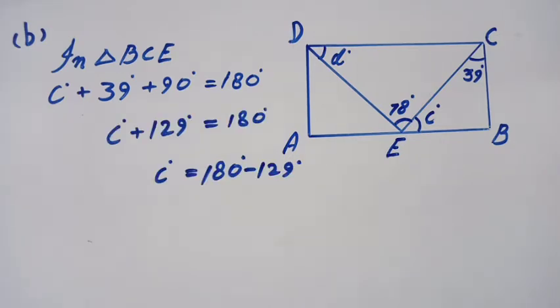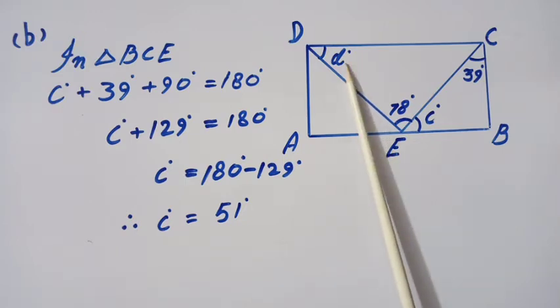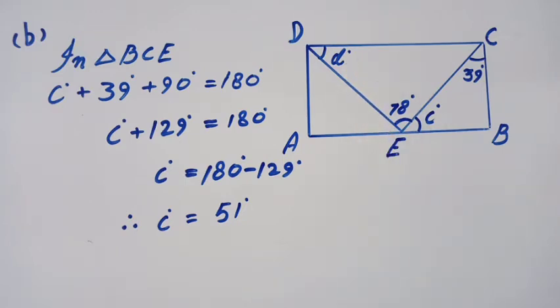Now C is equal to 180, and this 129 is shifted to the other side with change in its sign. Hence we have found C equal to 51 degrees. Now we will work out this unknown angle D.